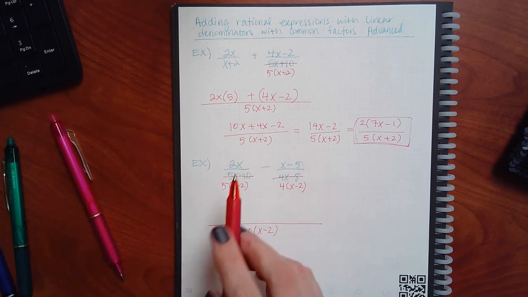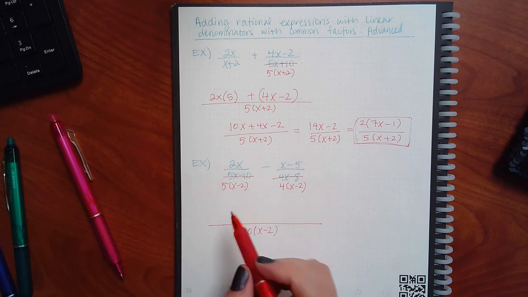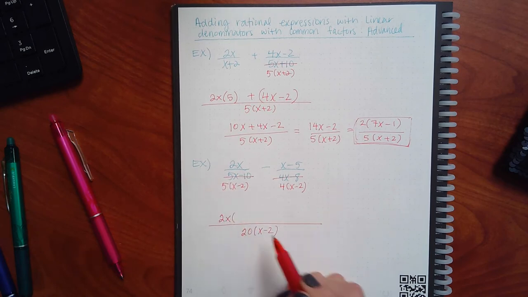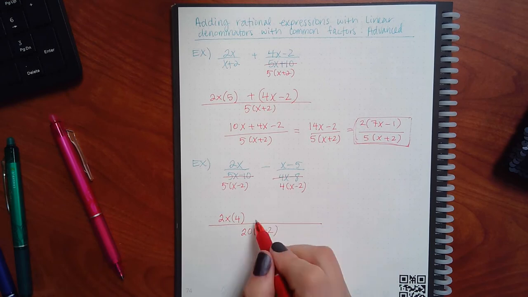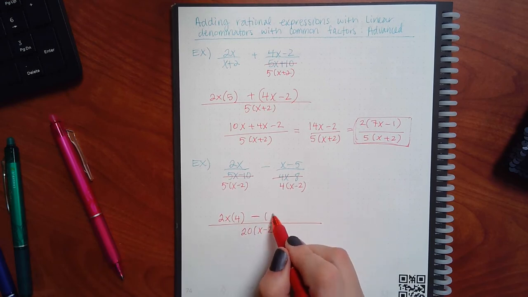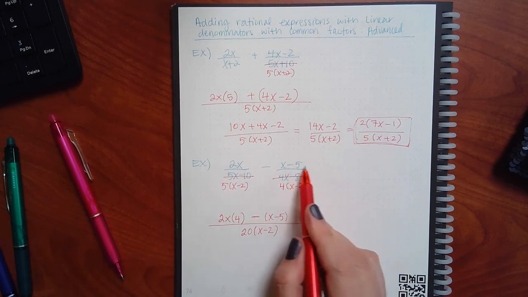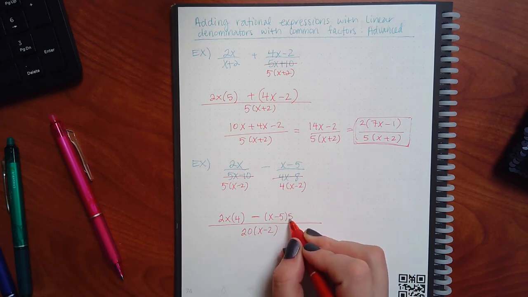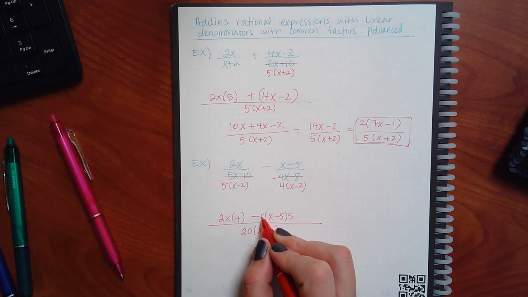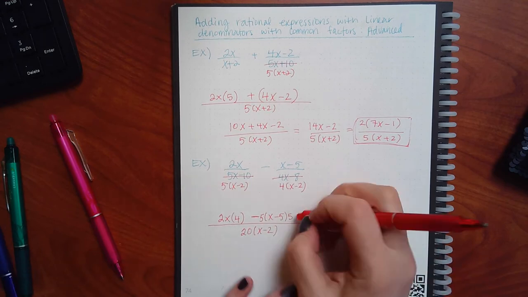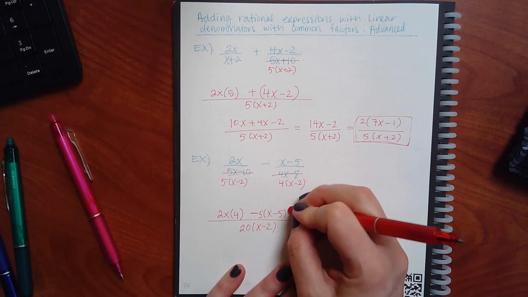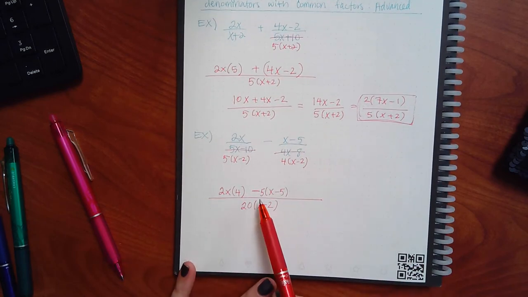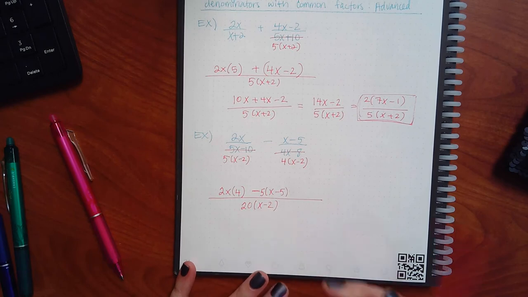So then what do I need to multiply this one by to make the 20? 4. And then I'm going to put my minus sign. What would I have to multiply this one by to make the 20? 5. Now, instead of putting the 5 in the back, we usually like to write it in the front, so that we can distribute. But notice, what am I actually distributing? A negative 5. A negative 5, good.